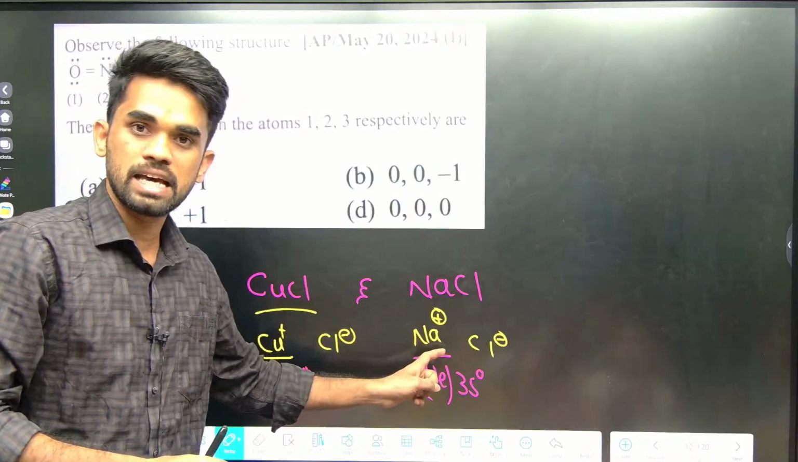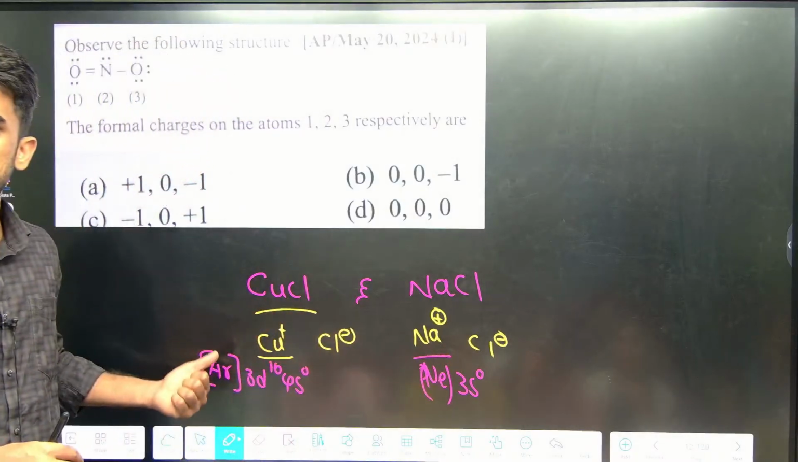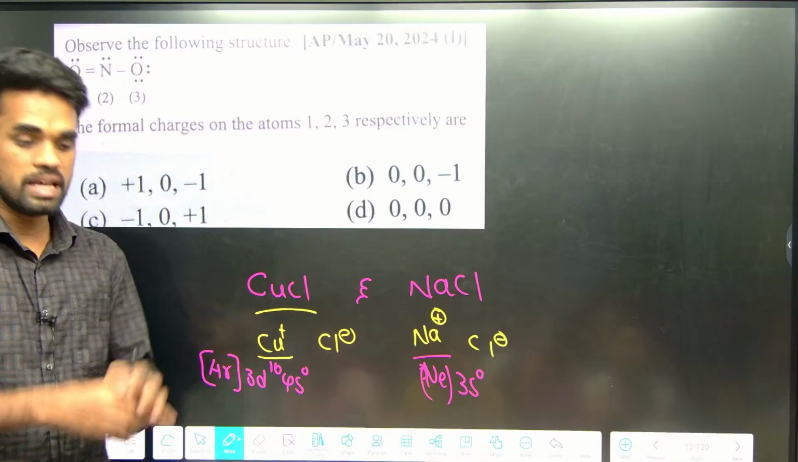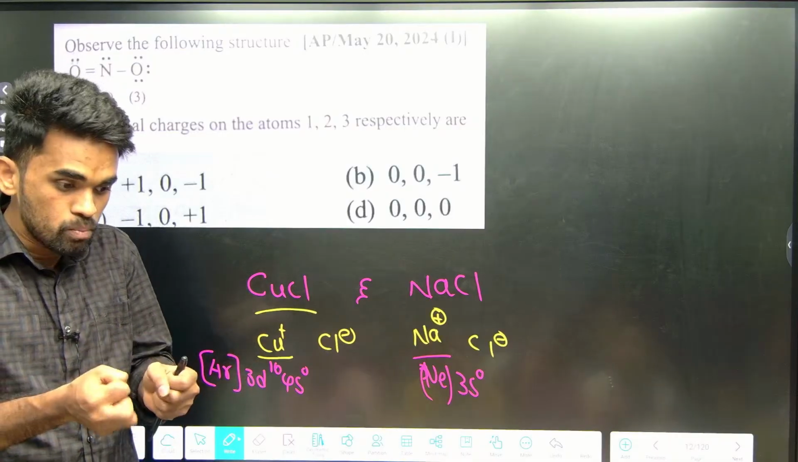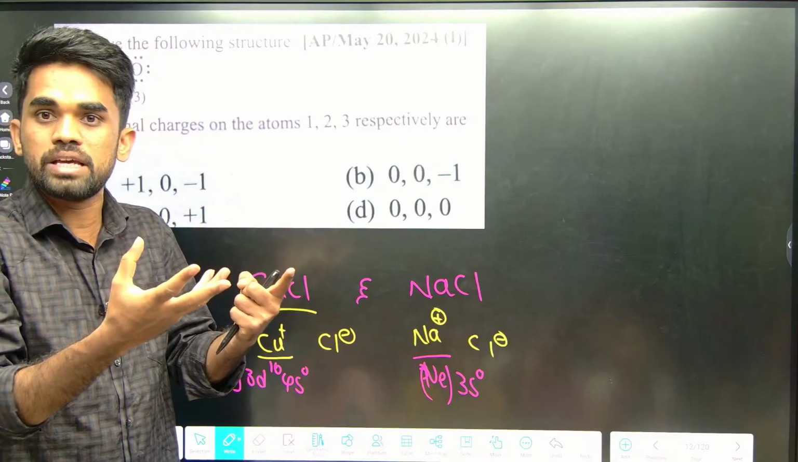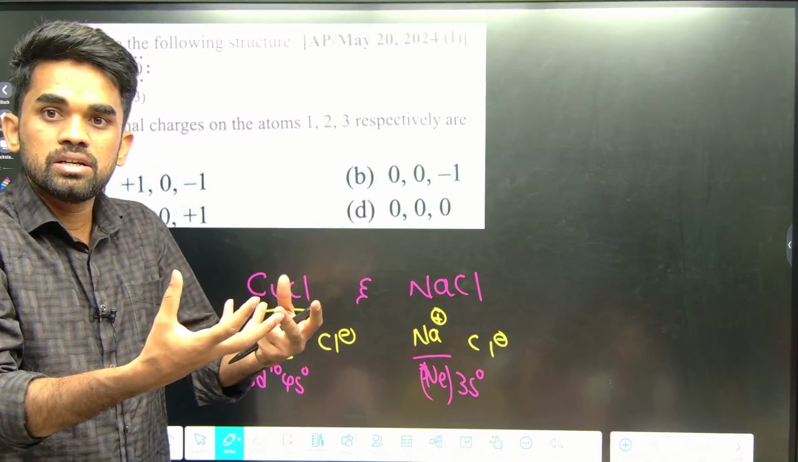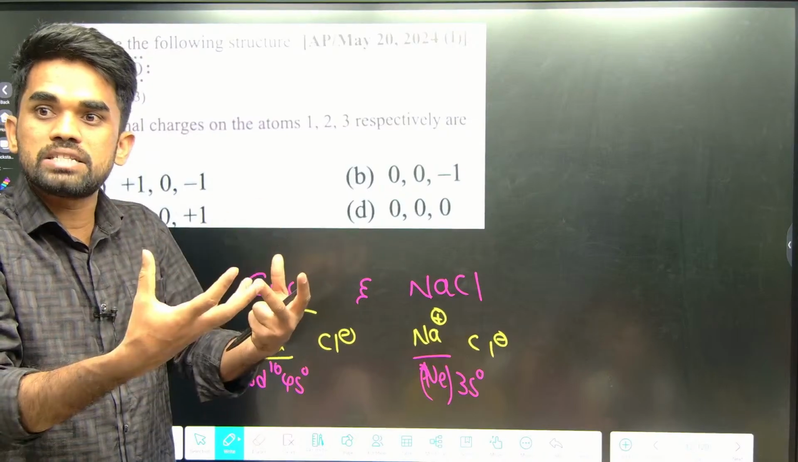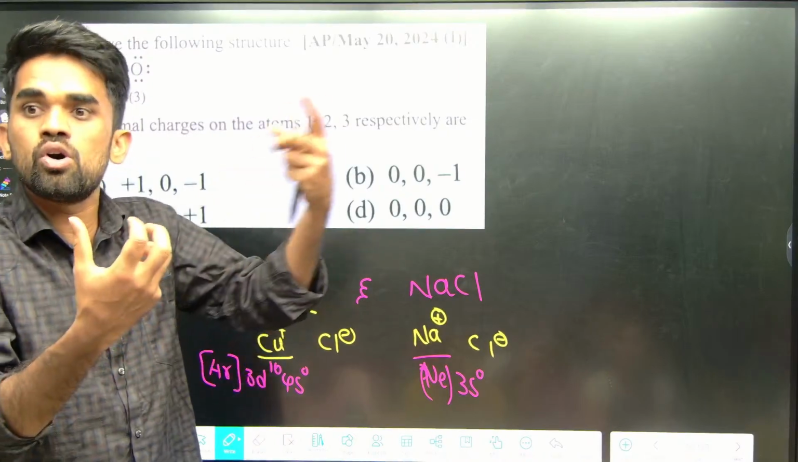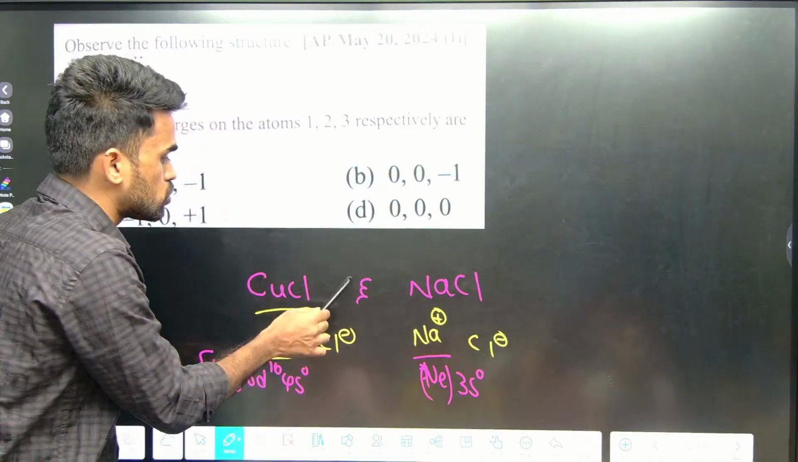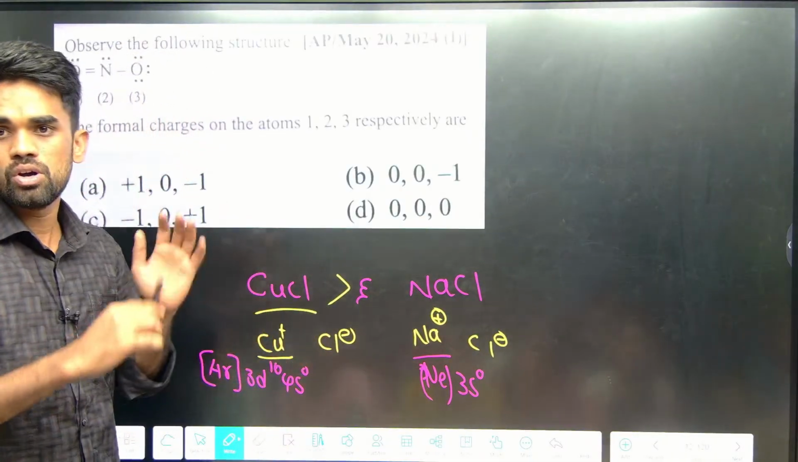This is inert gas configuration, and for this metal, when there is pseudo inert gas configuration, that metal ion will have more effective nuclear charge. What I am saying, more effective nuclear charge. So if there is more effective nuclear charge, what happens? More effective nuclear charge for the cation results in more covalent character. Therefore, out of these 2 you should say CuCl has more covalent character.